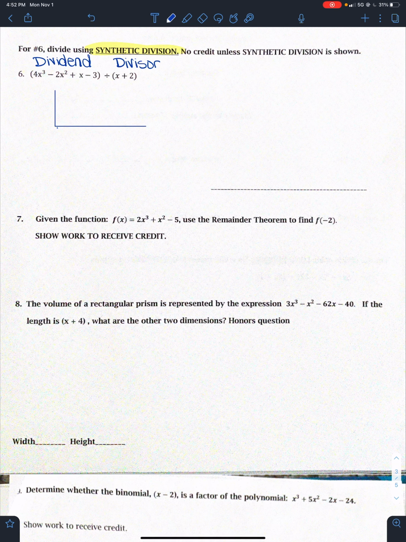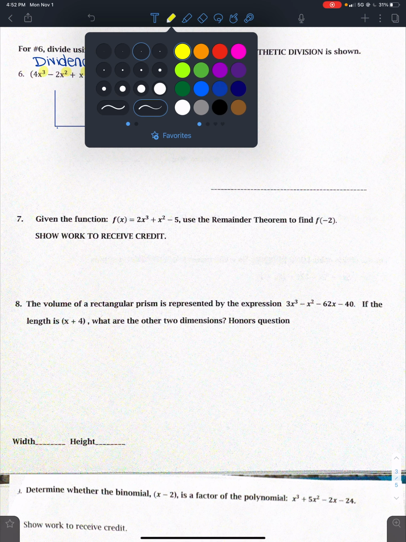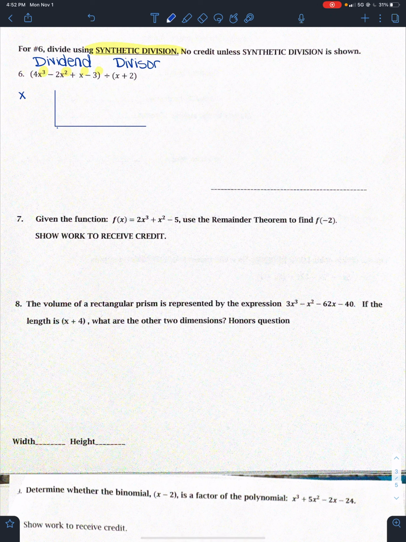Now, first thing we need to check, we need to look at our degrees, make sure that it is in standard form and that every degree is listed. We also need to take this x plus 2 over here and find out what the value of x is. In this case, x is equal to negative 2. That negative 2 is what we are using to divide, okay? So since all of our degrees are there and it's in standard form, I'm going to go ahead and just write out the coefficients. So I have 4, negative 2, 1, and negative 3.